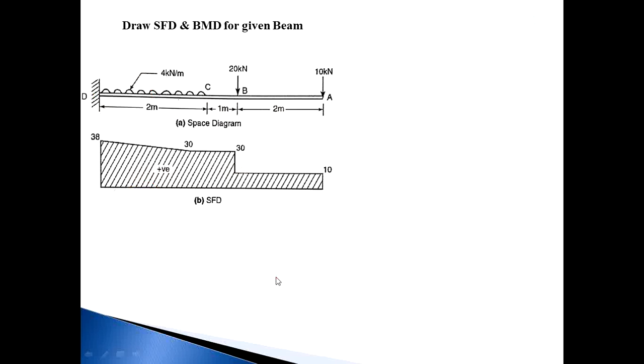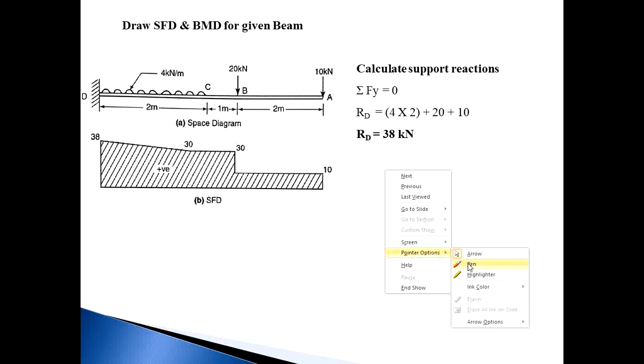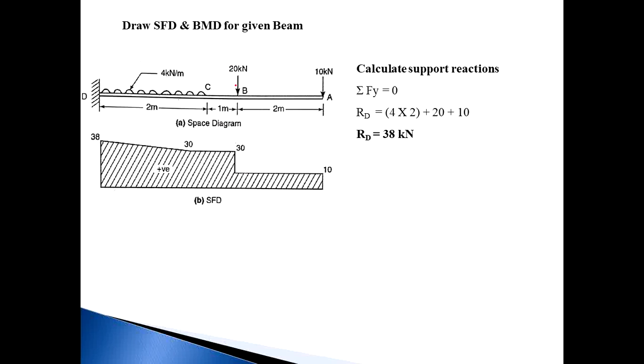Then next we see one more problem, a cantilever beam subjected to UDL and point load. First, once again we calculate reactions in this beam D to C. It is a UDL having intensity 4 kilonewton per meter, and the length of this CD span is 2 meter. At point B a 20 kilonewton point load, at point A a 10 kilonewton point load.